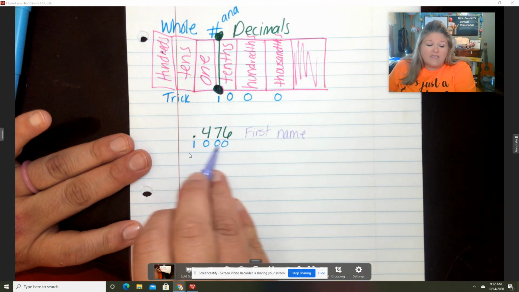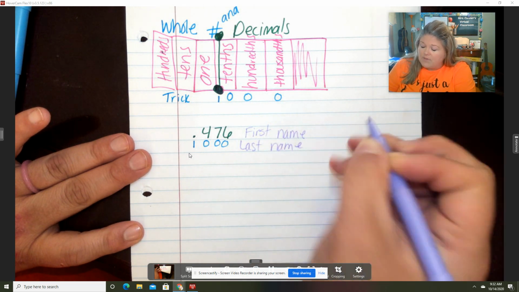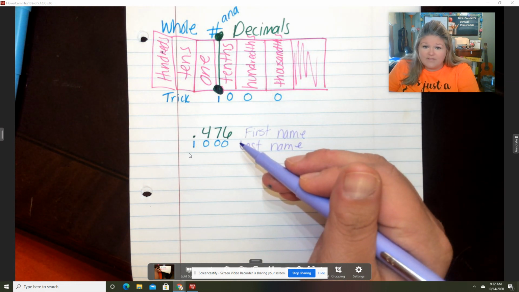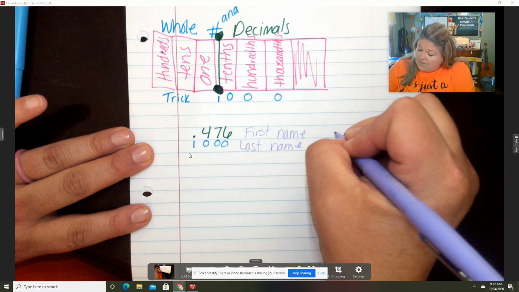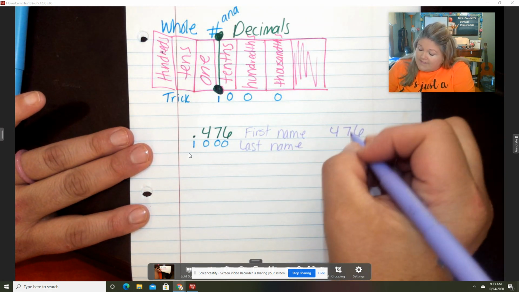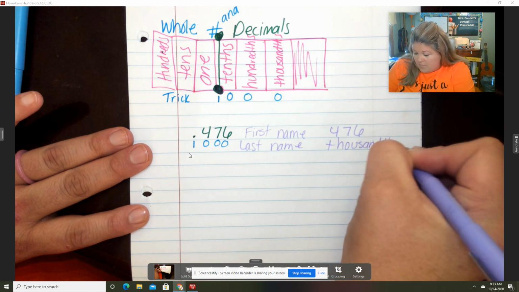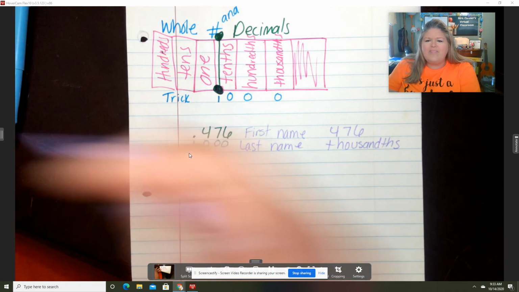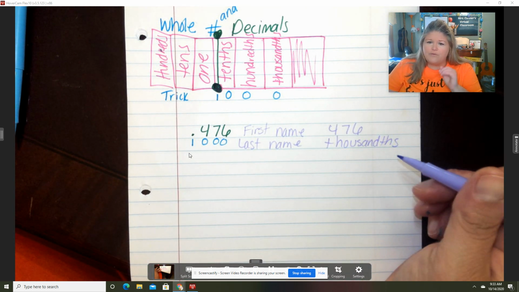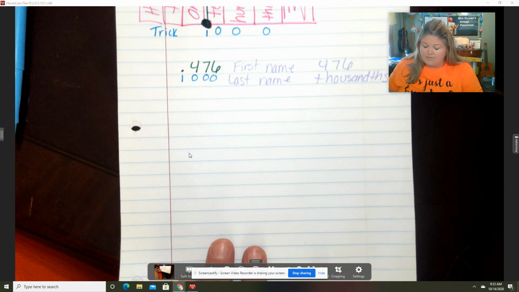Then you're going to use the decimal as its last name. So the first name of this decimal is 476. The last name is thousands. The first name is 476. The last name is thousands. And that's just a trick to help us know that we have to say two parts to it. 476 is the first name. Thousandths is the second.